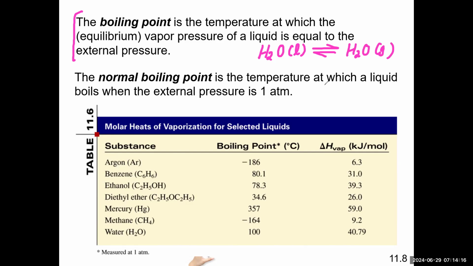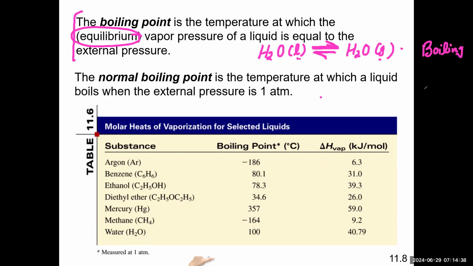Definition, the rest of the definition is the same: the vapor pressure of the liquid is equal to the external pressure. But this is how we are going to represent the process. Liquid and gases are in equilibrium. This is boiling. The process is called boiling.